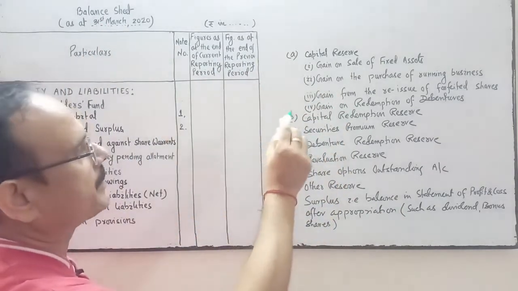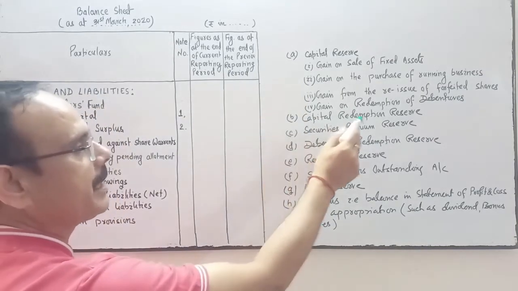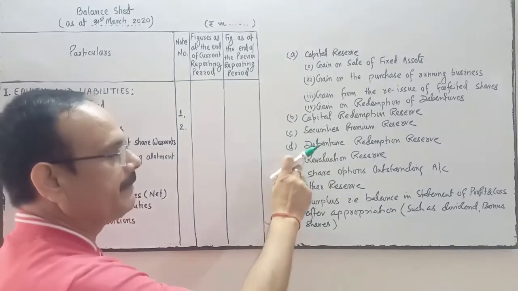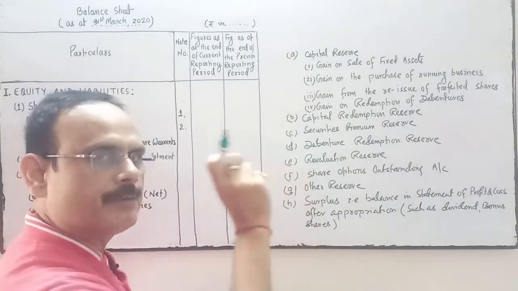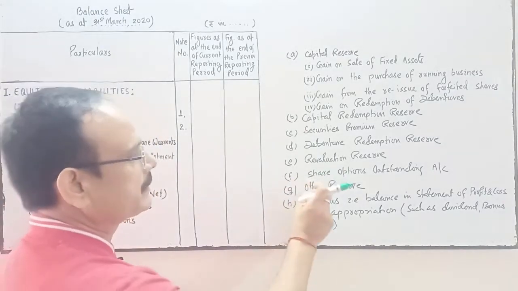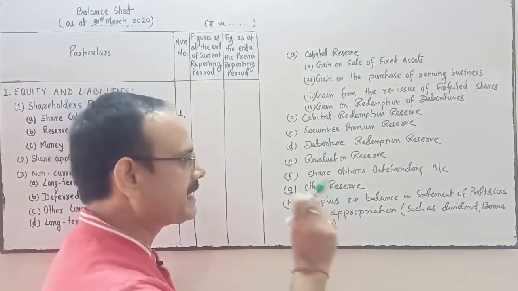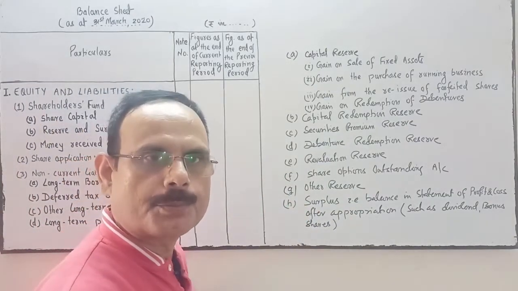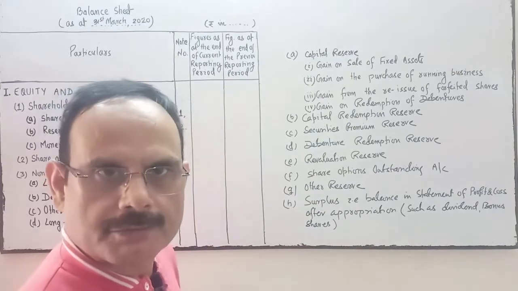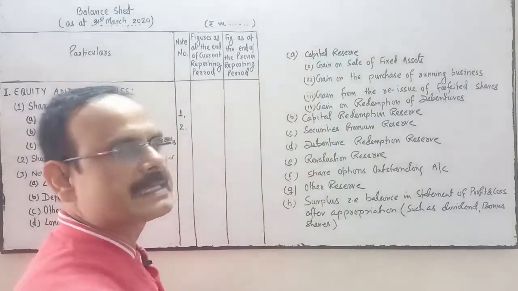In the reserve and surplus, these reserves come: capital reserve, capital redemption reserve, security premium reserve, debenture redemption reserve, revaluation reserve, share option outstanding account, other reserve, and surplus. Surplus means the balance in the statement of P&L after the appropriation of dividend or bonus shares or any sort of reserves. So these come under reserve and surplus.